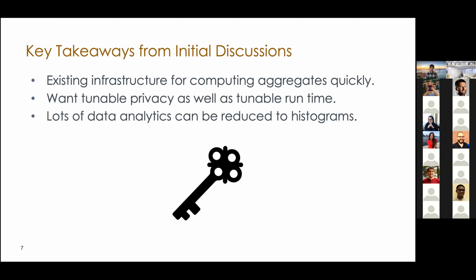We want privacy to be tunable, which is why differential privacy is so appealing, but we also want other constraints to be tunable as well. We don't want to just turn on a differential privacy light switch and then everything runs 10 times slower and there's no way to fix that. So we also want to be able to tune runtime.